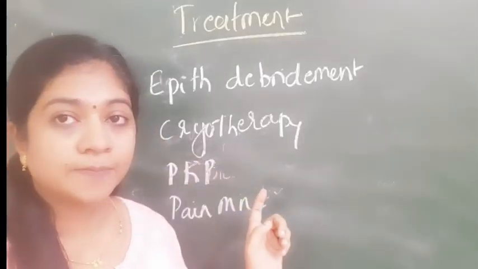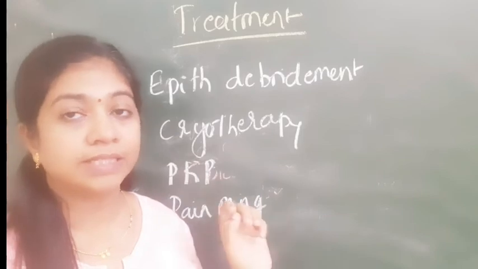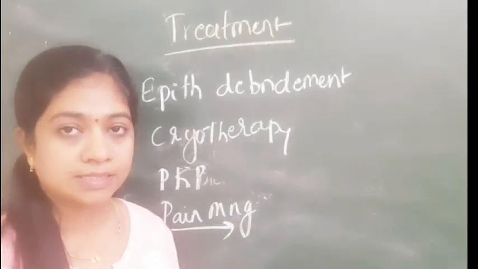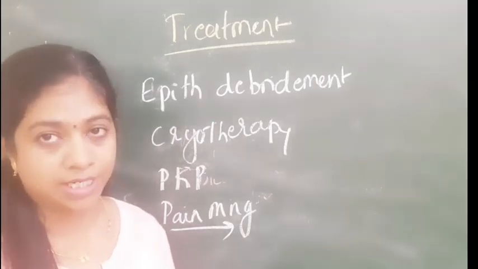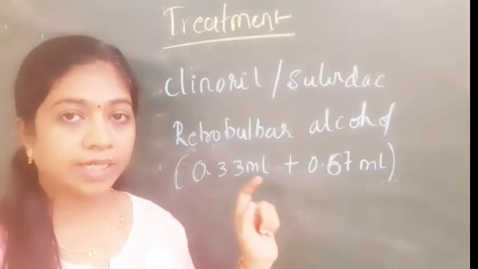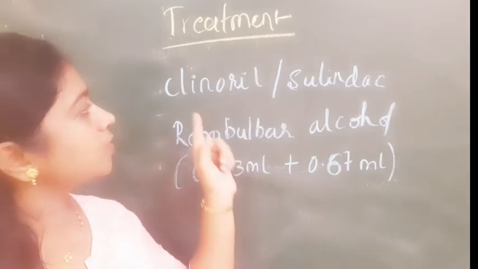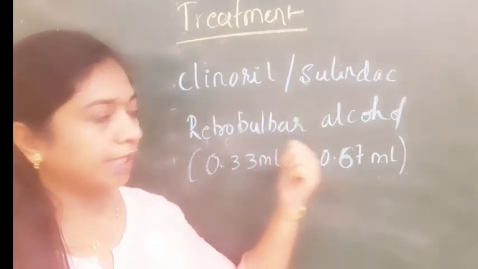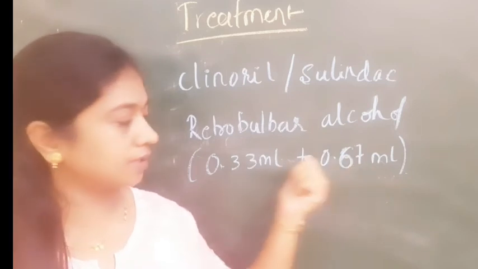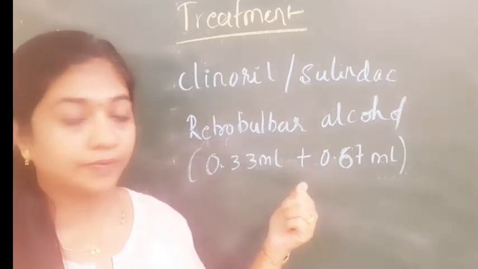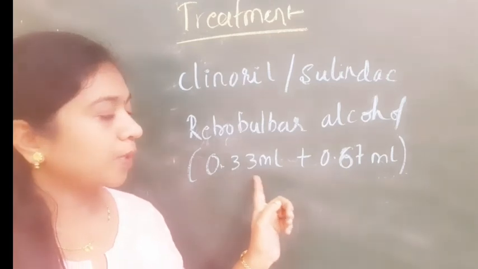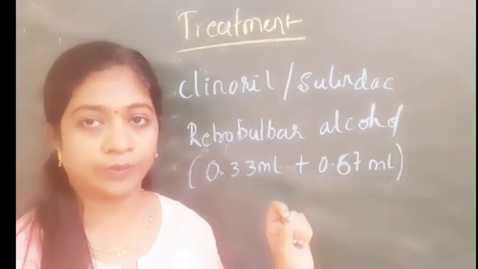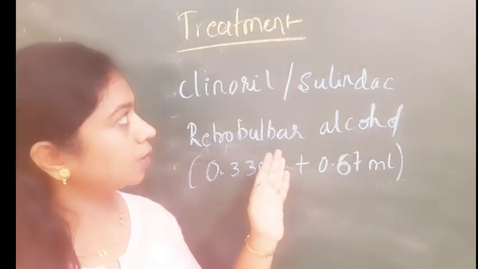The next option is the penetrating keratoplasty, which is done whenever there is impending perforation. The main point in the treatment of the corneal ulcer because of the acanthamoeba is the pain management. To decrease the pain of the acanthamoeba keratitis, the drugs which are used are Clinoril or the Sulindac. Avoid the narcotic drugs. You can also go for the retrobulbar alcohol injection, that is a retrobulbar block you can give to alleviate the pain, where we will be injecting 0.33 ml of the alcohol combined with the 0.67 ml of the lidocaine. So this is about the pain management.